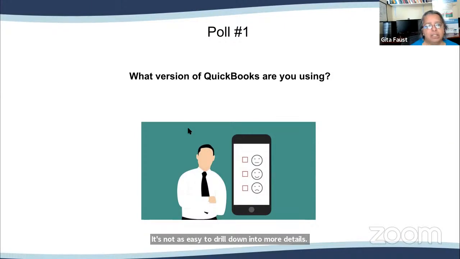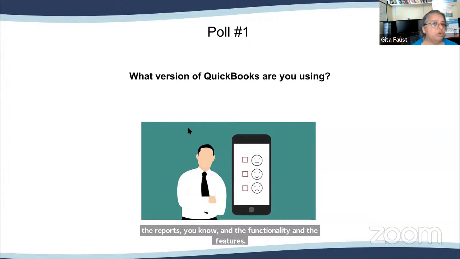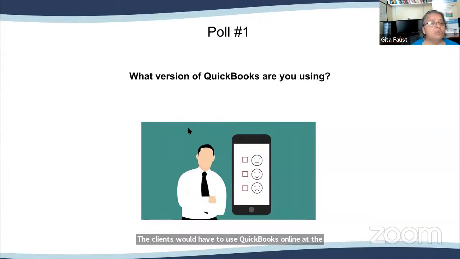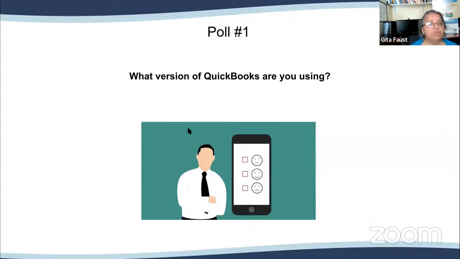We tend to use products and services for QuickBooks Online a lot, and we just can't get the reports, the functionality and the features. The clients would have to use QuickBooks Online Advanced rather than QuickBooks Desktop Pro and still get the most features out of it. Cost-wise, it does make a difference when you have multiple subscriptions with QuickBooks Online versus QuickBooks Desktop. You can use one software for multiple files.